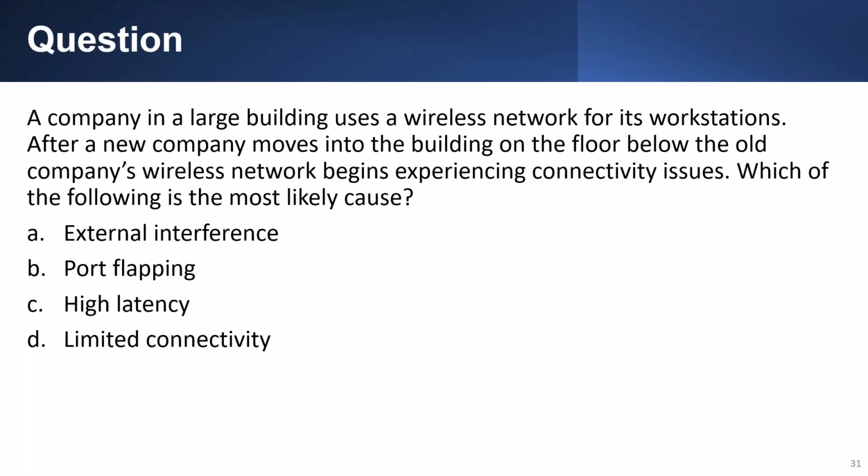Question: A company in a large building uses a wireless network for its workstations. After a new company moves into the building on the floor below, the old company's wireless network begins experiencing connectivity issues. Which of the following is the most likely cause? Answer: External interference.